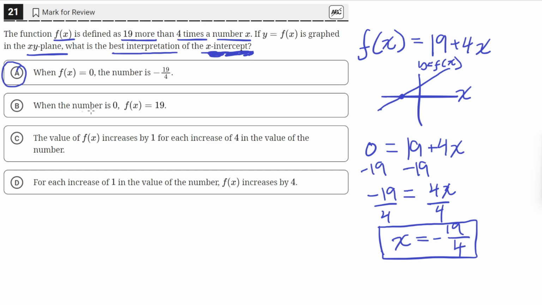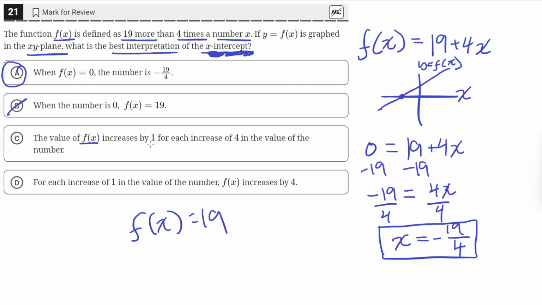So when the number is 0, f of x equals 19. So the number in this case is x, and that's incorrect. When x equals 0, f of x just equals 19. But this is not the x-intercept of the graph. The x-intercept happens when f of x equals 0, not when x equals 0.